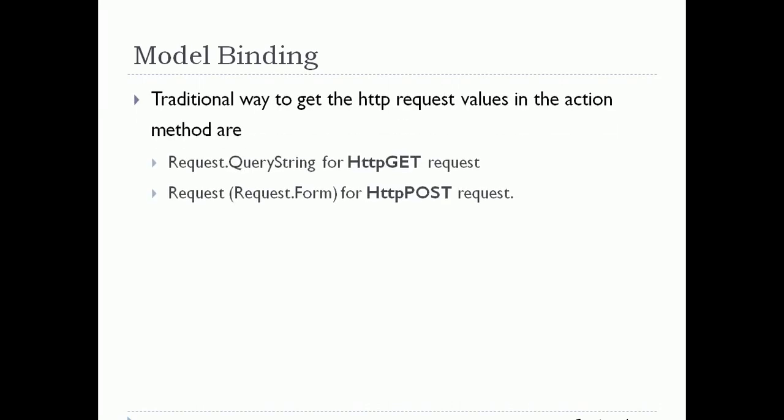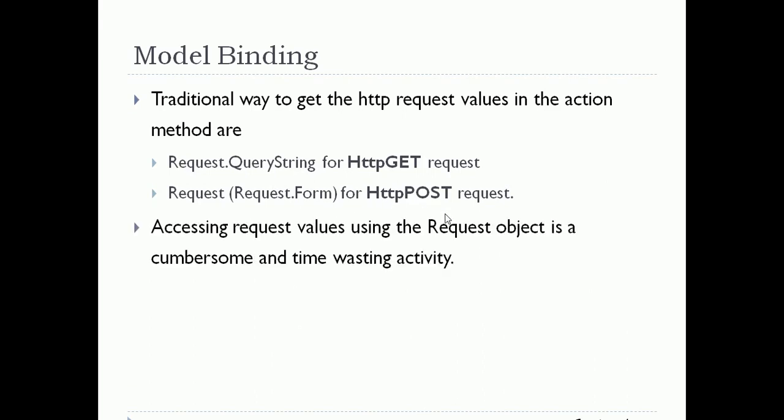But before switching to model binding, there is one more way to collect the data from your request. That particular way is called the traditional way, and in the traditional way you can get the HTTP request value in action methods using query string for HttpGET request and Request.Form for HttpPOST request. Now accessing these values using the request object is a cumbersome and time-wasting activity. Why? Because we need to do typecasting. We have to write lots of code. That's why it is cumbersome and time-wasting.